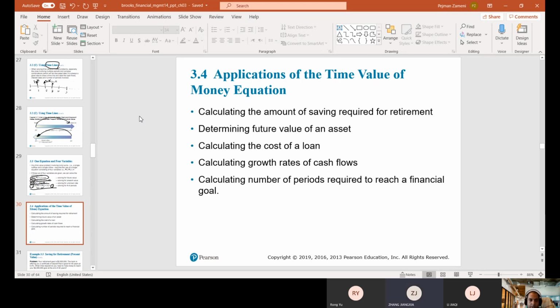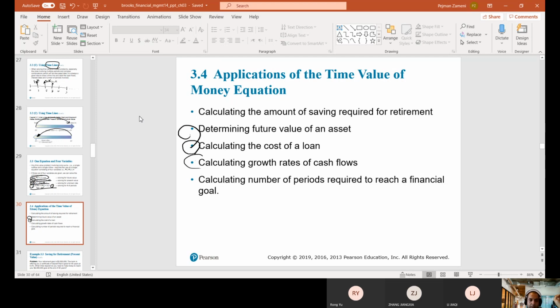Another application is determining future value of an asset. For example, if I buy a property, I want to know that how much the value of my property is gonna grow in 10 years' time, 20 years' time. Also, we can use that concept in order to calculate the cost of a loan. If I borrow $100,000 from bank and bank requires to pay 200,000 after 5 years, I want to know that how much interest actually I'm paying. Then that is called the cost of a loan, that we can use this concept in order to calculate that.